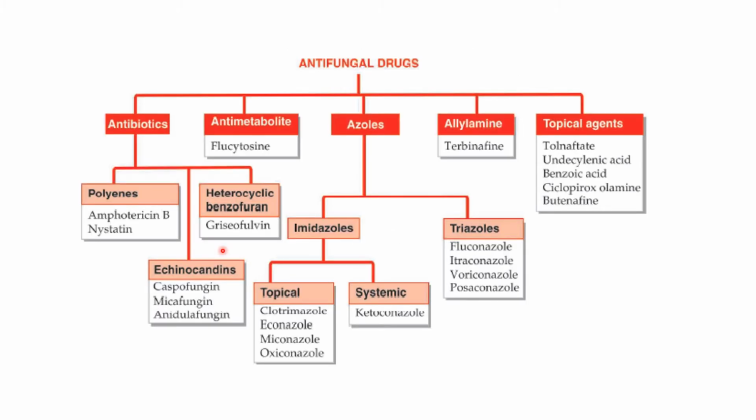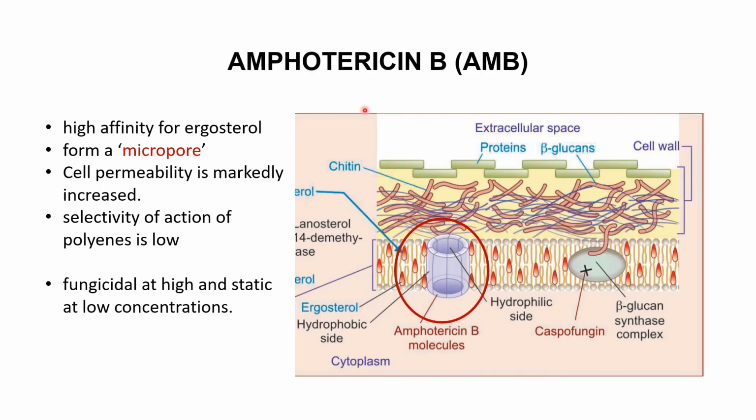Antifungal drugs can be broadly classified into antibiotics, antimetabolites, azoles, allylamines, and topical agents. Antibiotics, you have amphotericin B, nystatin, griseofulvin, and the echinocandins group of drugs. Antimetabolite, you have flucytosine. Azoles, these are the commonly used antifungal drugs now. We have imidazoles and triazoles under the azole category. And topical agents, we have a few drugs, and allylamine, terbinafine. So this is the broader classification of antifungal drugs. We'll see the important drugs one by one.